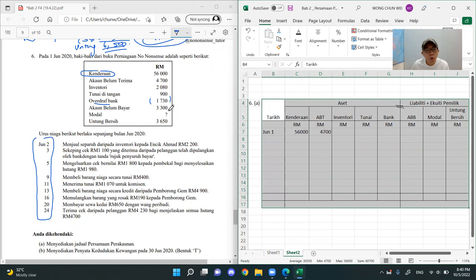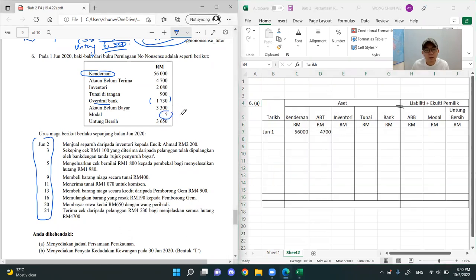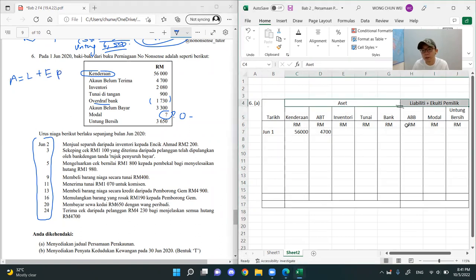Now, if there is a question mark, meaning what? Meaning it's not 0. It's not dash. Question mark means you have to go and find out yourself. What is the figure for this question mark? Okay, so later I'll show you how, but I can give you the hints. The hint is find out the formula to get your modal. All right, so for you to get your modal, you need to remember this formula. The very basic formula, which is the asset equals to liability plus equity per mille, which is this one.